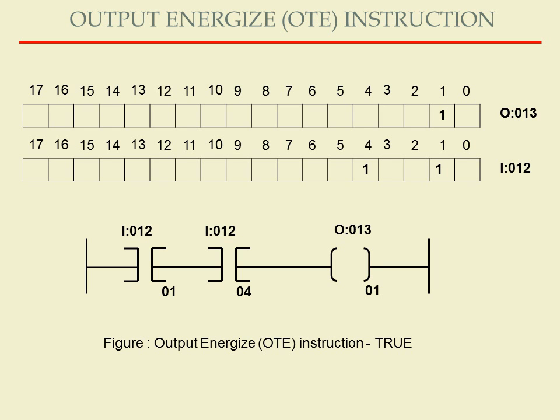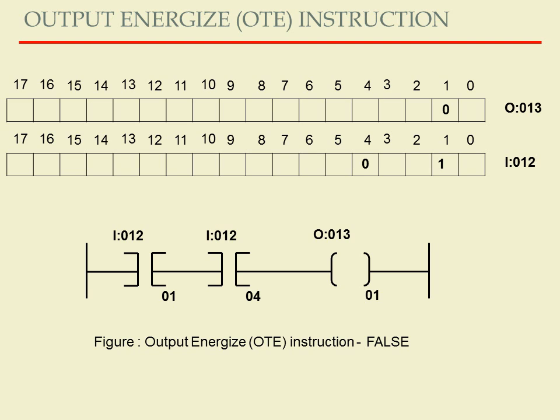The next instruction is the OTE instruction, that is output energize instruction. If the output energize OTE instruction is true, then 1 is stored, so the number is 0 1. So in bit number 1, 1 is stored, as you can see in the status table. Then if the OTE instruction is false, then 0 is stored in the status table. You can see the status table of O:013.